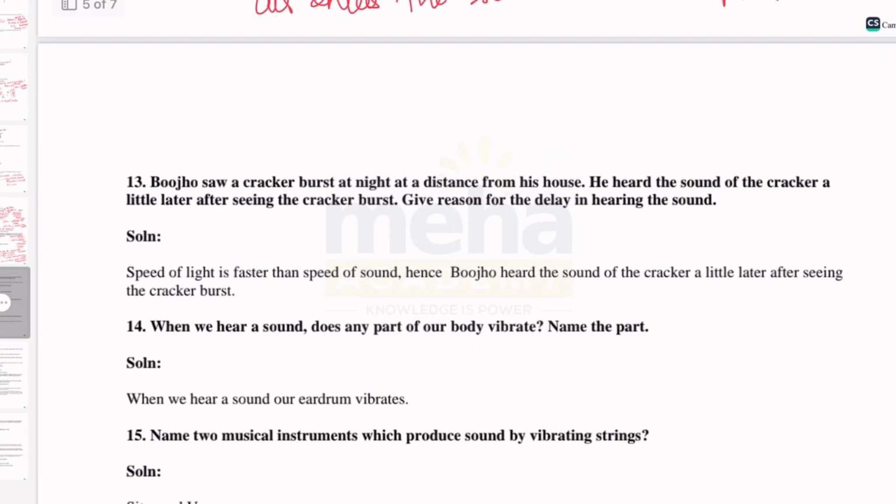Next question. Boojho saw a cracker burst at night at a distance from his house. He heard the sound of the cracker a little later after seeing the cracker burst. Give the reason for the delay in hearing the sound. We know that the speed of sound is slower than the speed of light, or we can say the speed of light is faster than the speed of sound. That is the reason we first see the light, because when crackers burst they give out light. We see the light, followed by the sound.